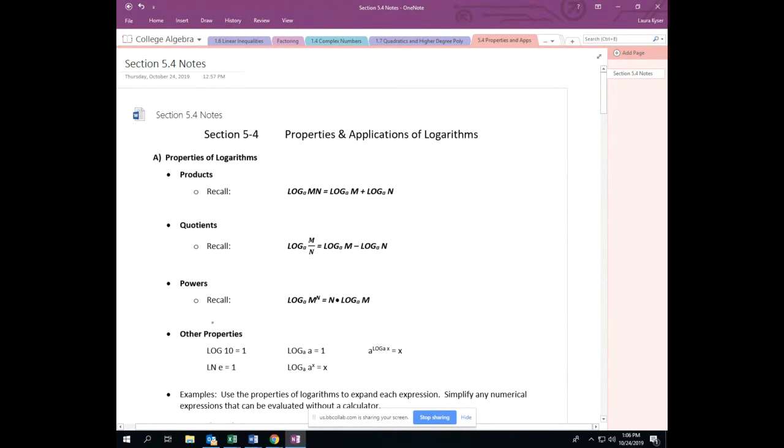There are some other log properties that are just basic log properties. The first one here is that the log of 10 is 1, and that's because the base of every common log is 10. Similarly, the natural log of e is 1, and that's because natural log is log base e. Then we have log base a of a. When the base and this value here or variable here match each other, basically all of it cancels out and you're left with the exponent. In this situation, the exponent is 1.